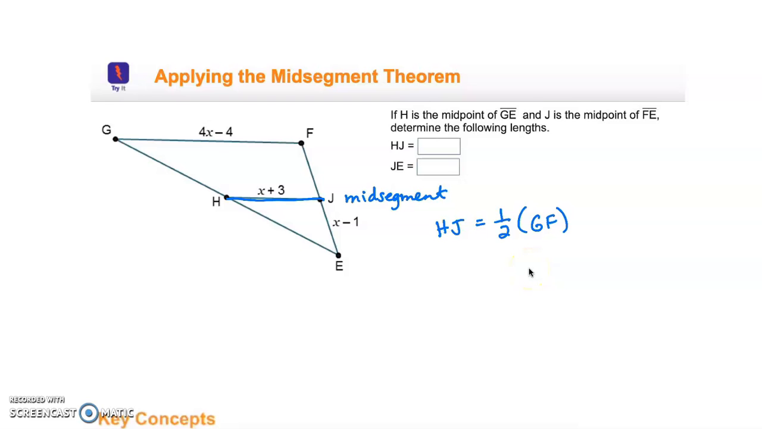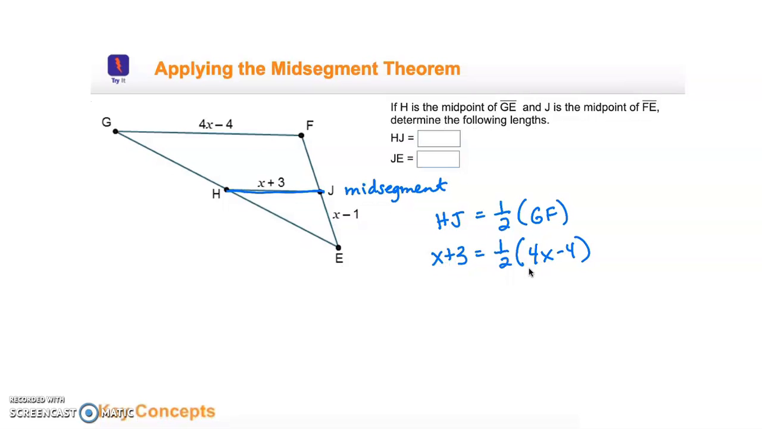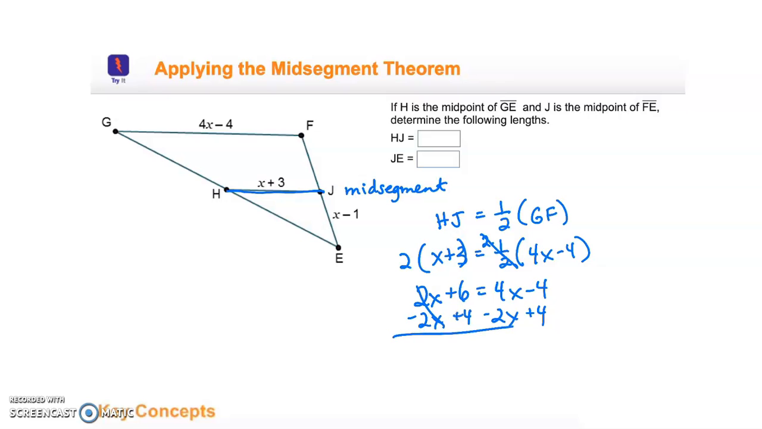So I'm going to say HJ is x plus 3, and that is equal to 1/2 of (4x minus 4). Now I'm going to multiply both sides by 2 to get rid of that 1/2. So I have 2x plus 6 equals 4x minus 4. I'm going to subtract 2x from both sides, and then add 4 to both sides. So I have 10 equals 2x. Divide by 2. So x equals 5.